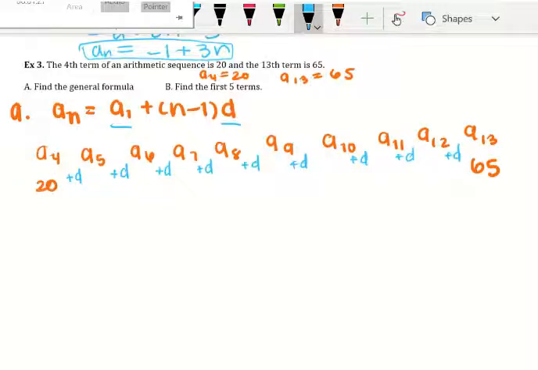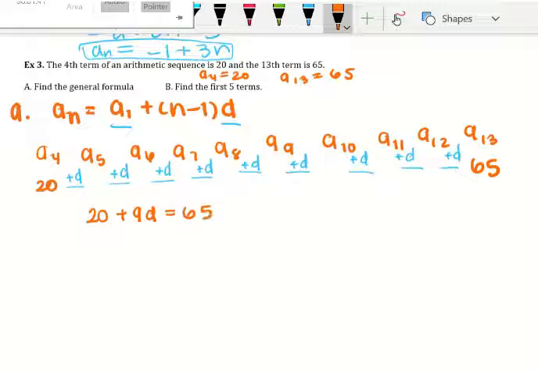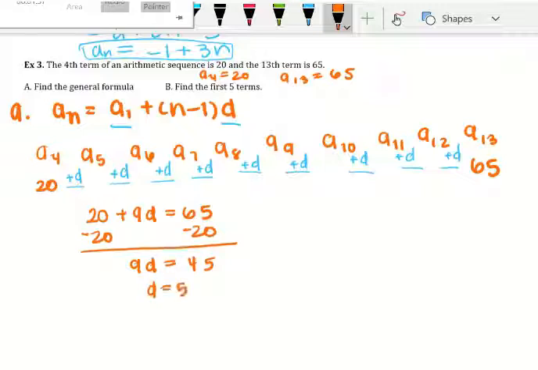So how many times did you add that? 1, 2, 3, 4, 5, 6, 7, 8, 9. So in other words, I know 20 plus 9d is equal to 65. And that way I could go ahead and solve for d. Minus 20, minus 20. 9d is equal to 45, so d is equal to 5.